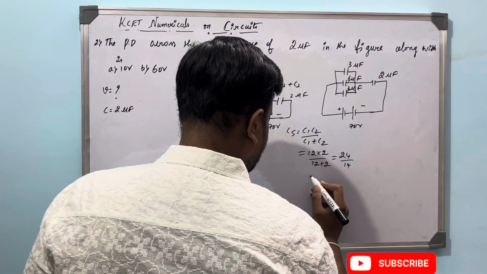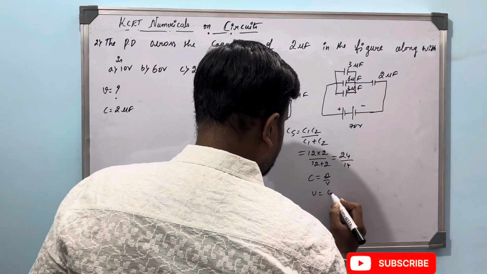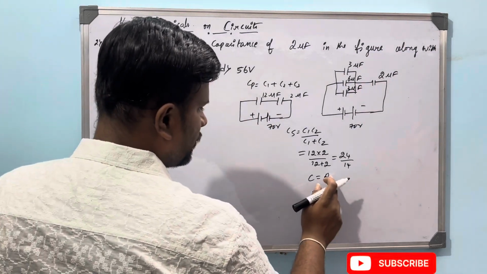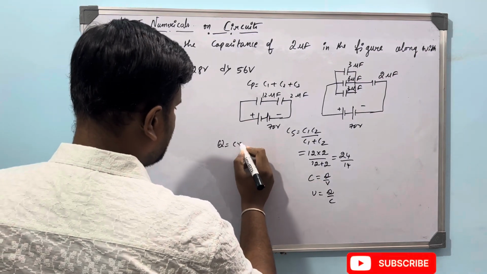Okay, in order to calculate V, I will use the equation C is equal to Q divided by V, and V becomes Q divided by C. Again, I don't know Q, so in order to calculate Q, I will use this equation only. Q becomes C into V.